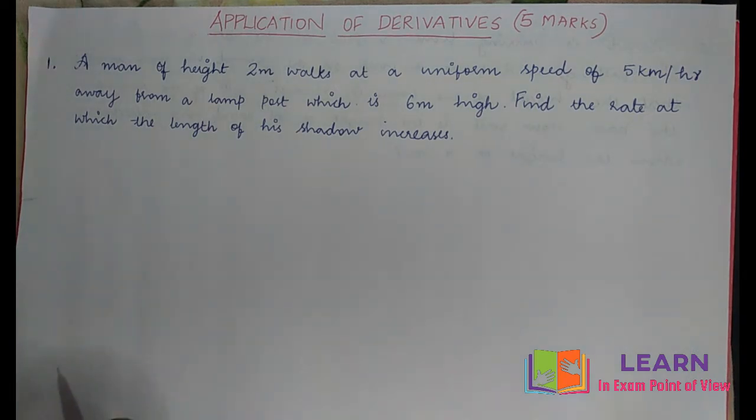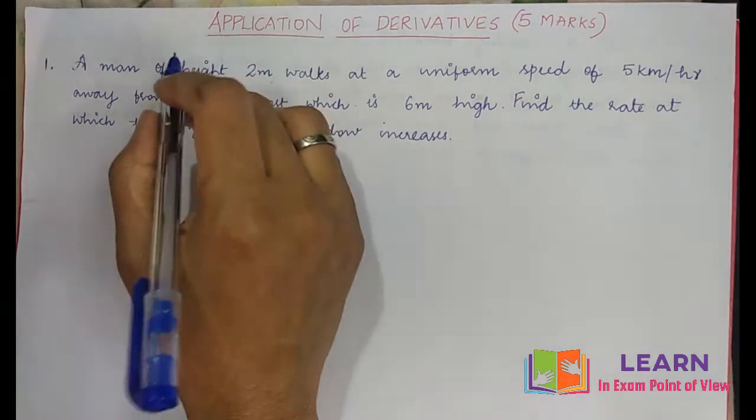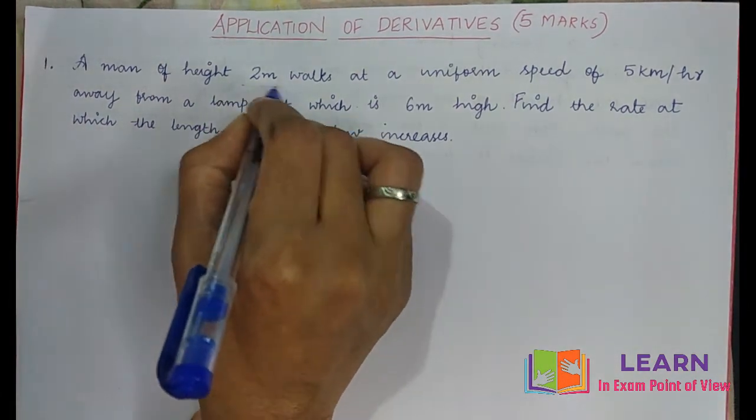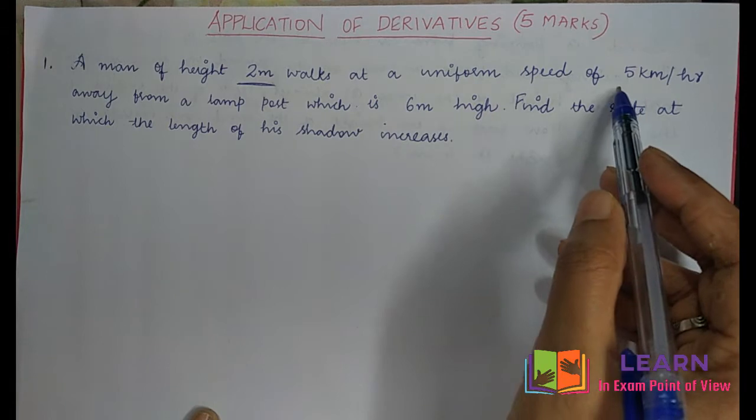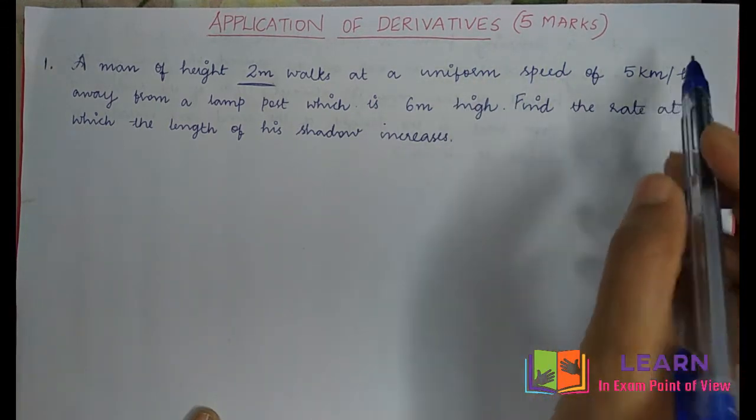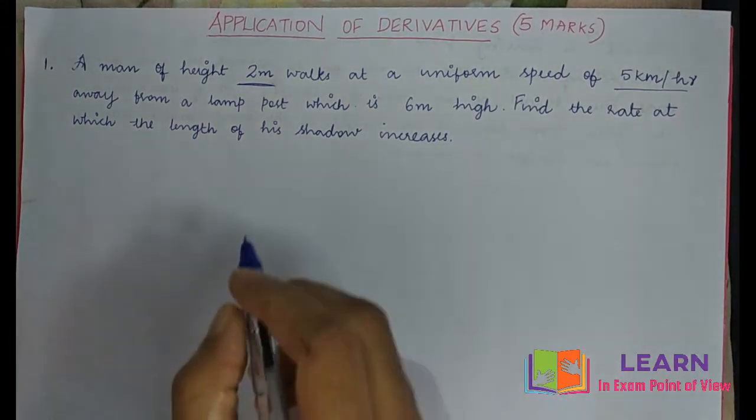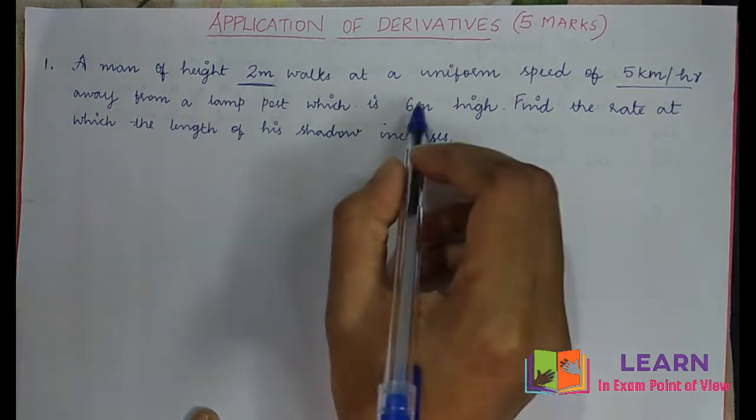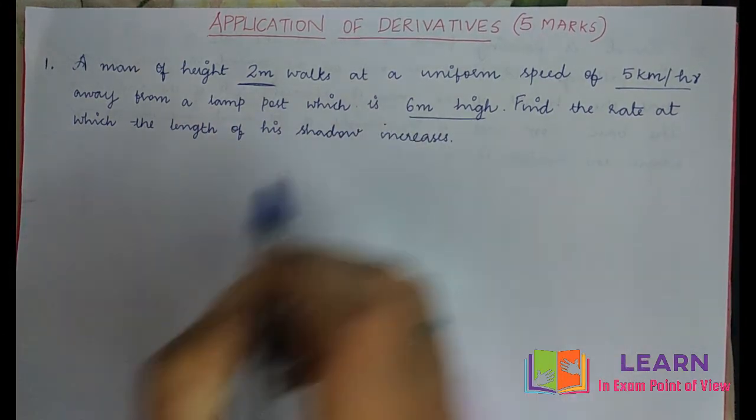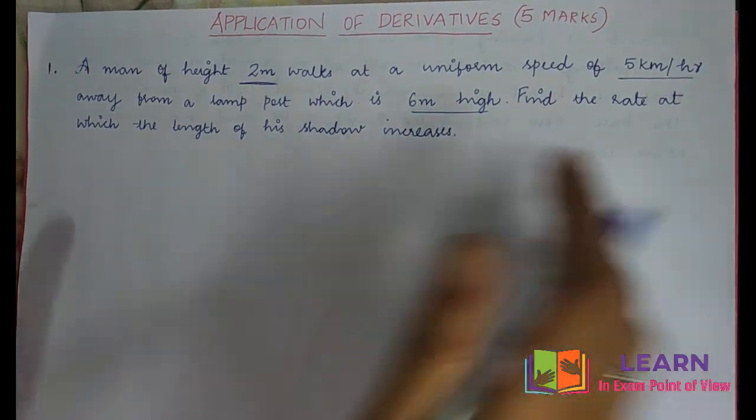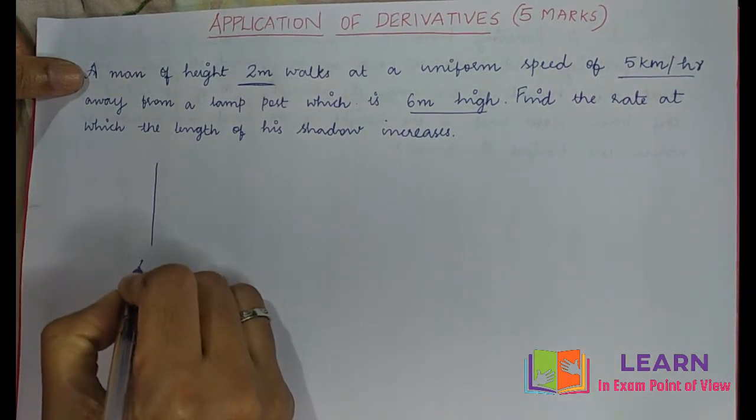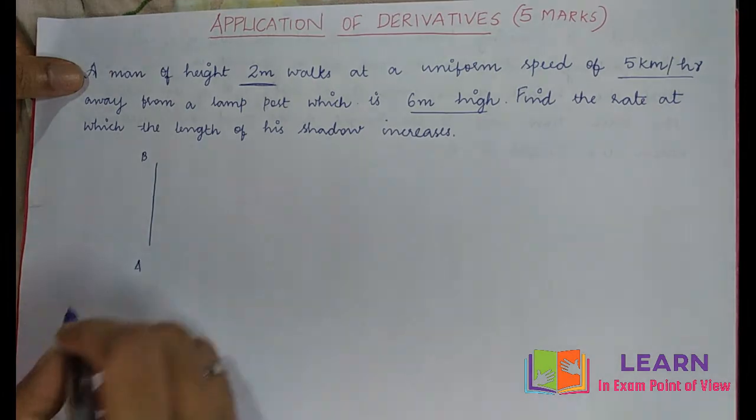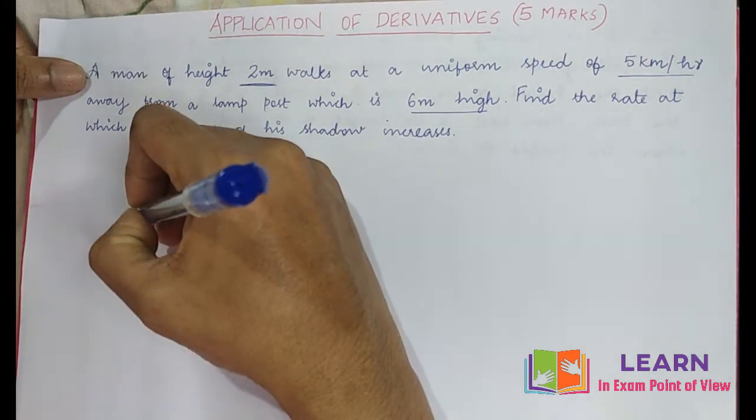Okay, so what all things are given? Height of man is given as 2 meter, and its uniform speed is given 5 km per hour, and lamppost is of height 6 meter. So we can draw a lamppost, right? Let it be this lamppost of height AB, and this is 6 meter.